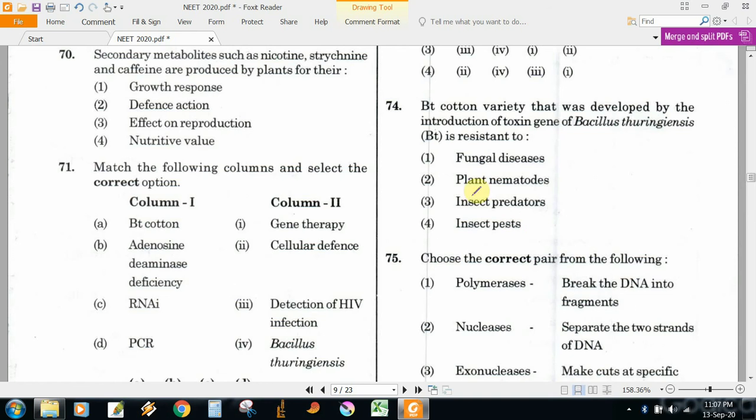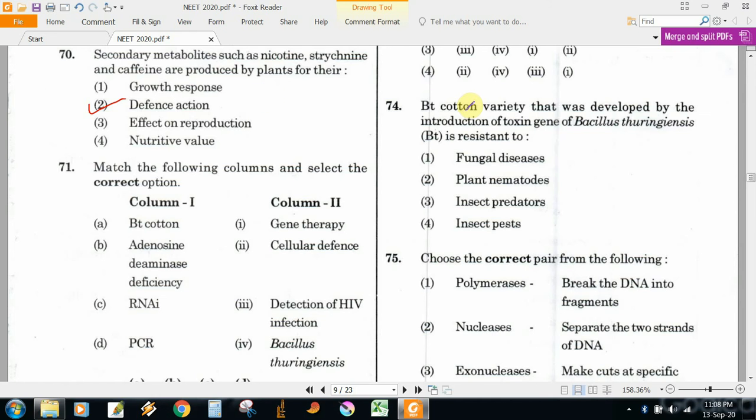Moving on, secondary metabolites such as nicotine, strychnine, and caffeine are produced by the plants for their... The first option is growth response. No. Second is the defense action. Yes, exactly. They are mainly produced for the defense action, but interestingly, we have found some uses for ourselves.